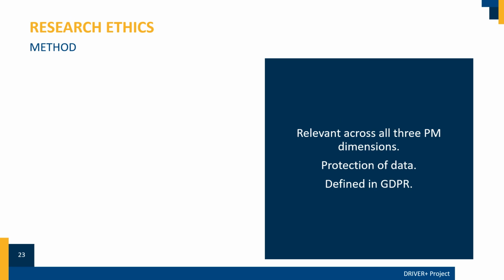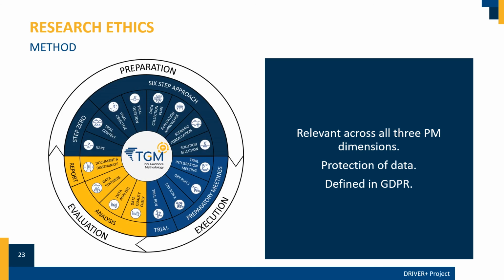Research ethics have to be considered when setting up and conducting a trial. They are relevant across all 3 trial dimensions. Particular attention has to be paid to the protection of data of trial participants. Guidelines for the different phases of the TGM can be derived from the principles of the General Data Protection Regulation, GDPR, of the EU.